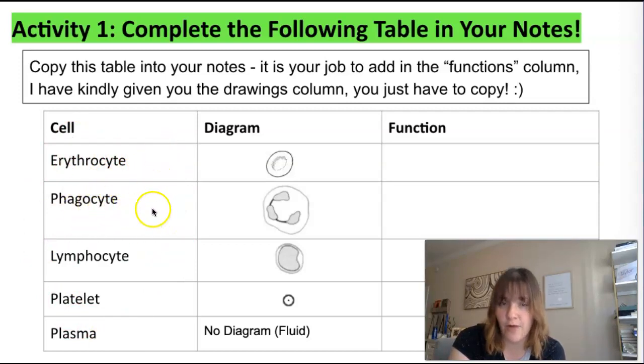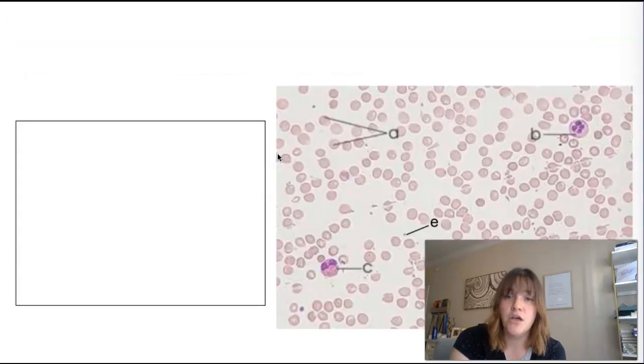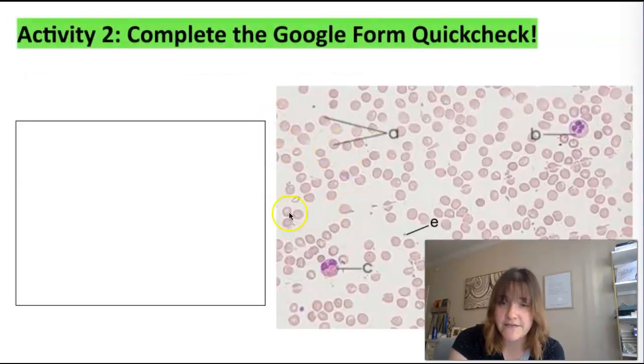Phagocytes is a type of white blood cell. Lymphocyte is a type of white blood cell. Platelets are also a type of white blood cell. And then plasma, you don't need to draw a diagram because plasma is literally just a fluid. But make sure you draw these, and knowing these differences are really important for being able to recognize these blood cells. So that brings me to your second activity.